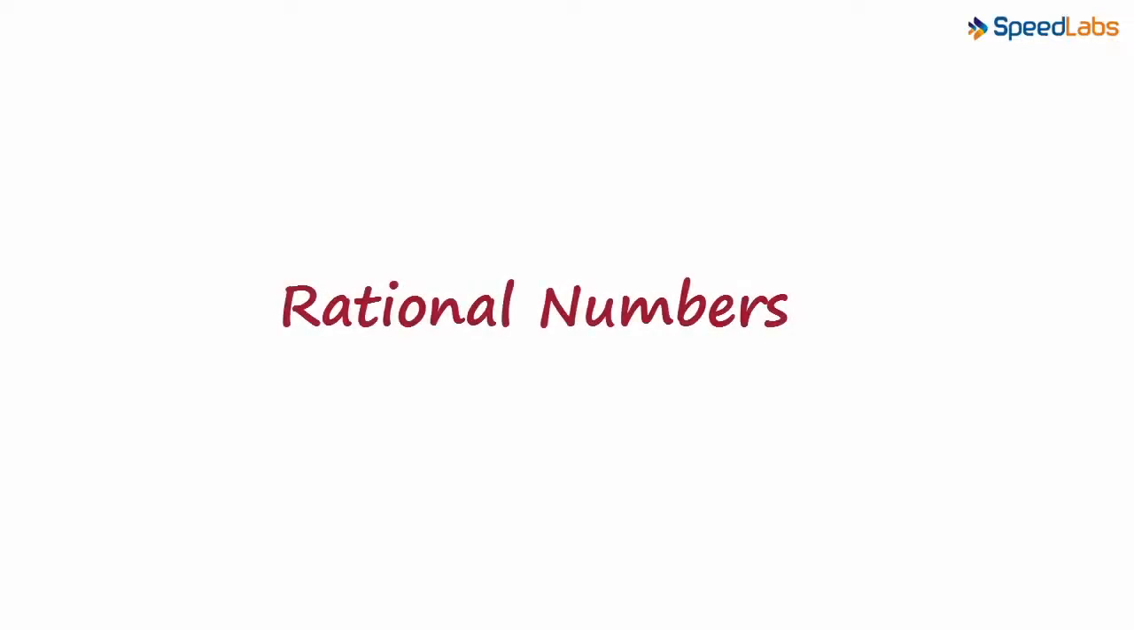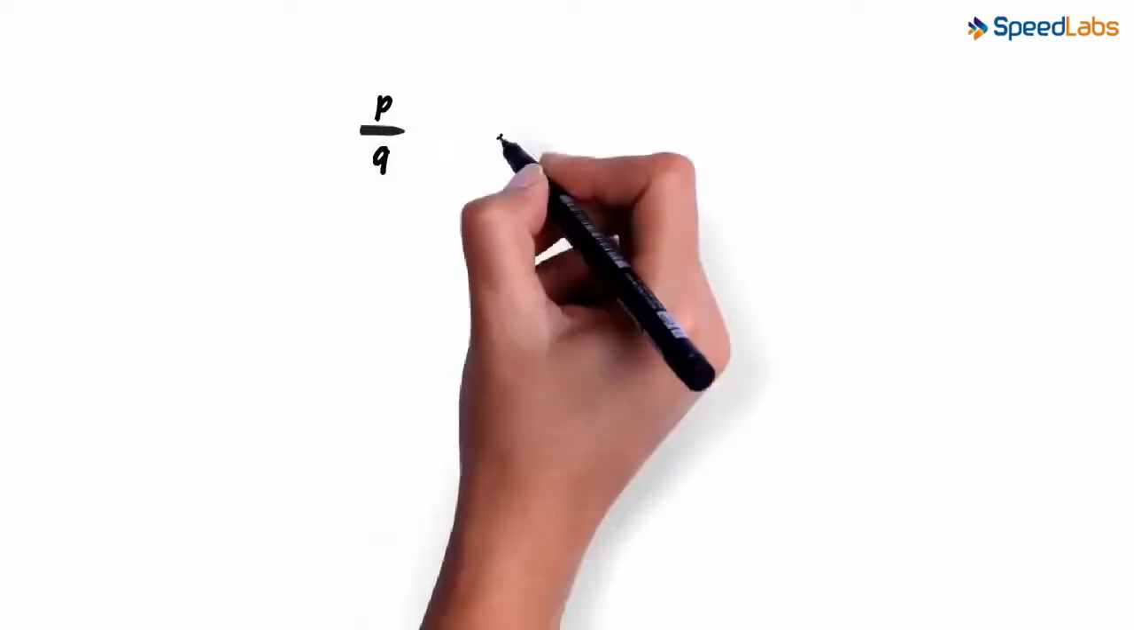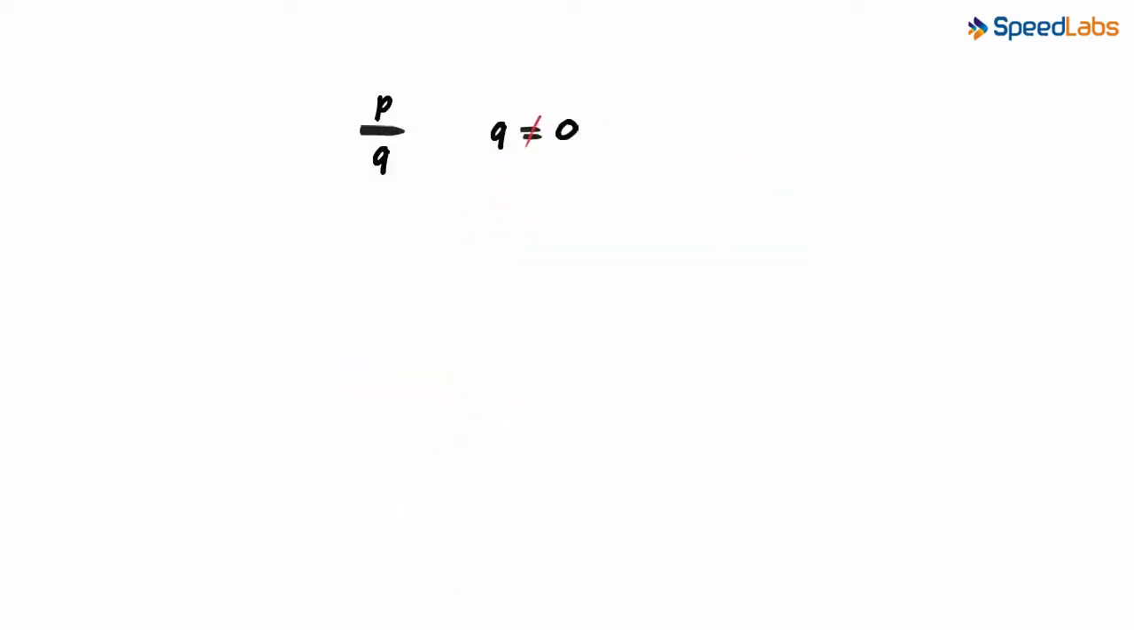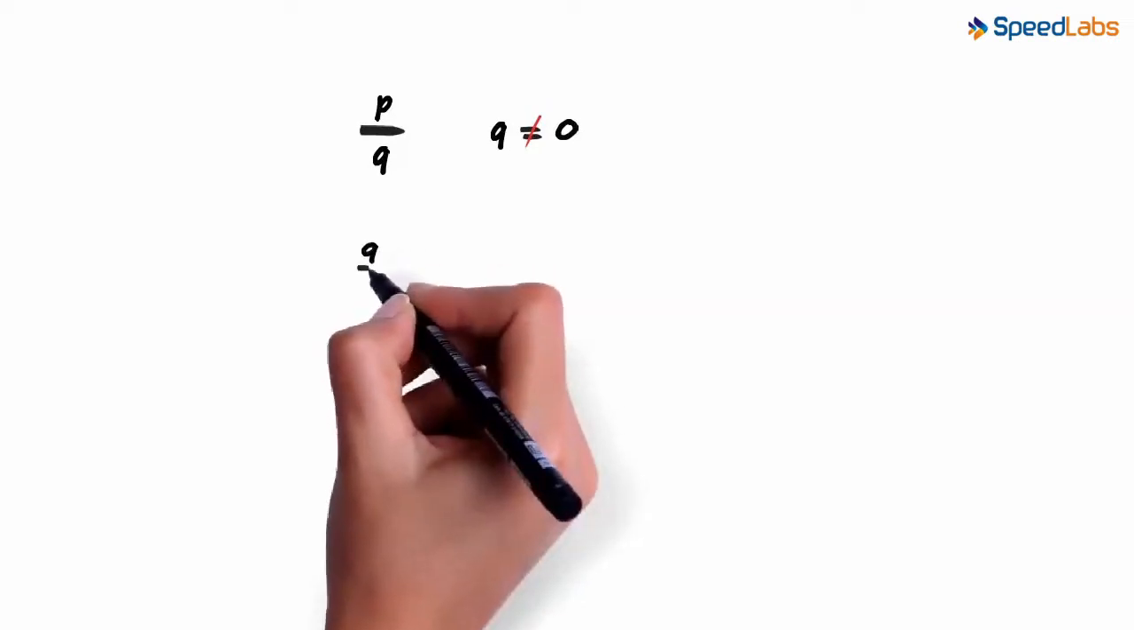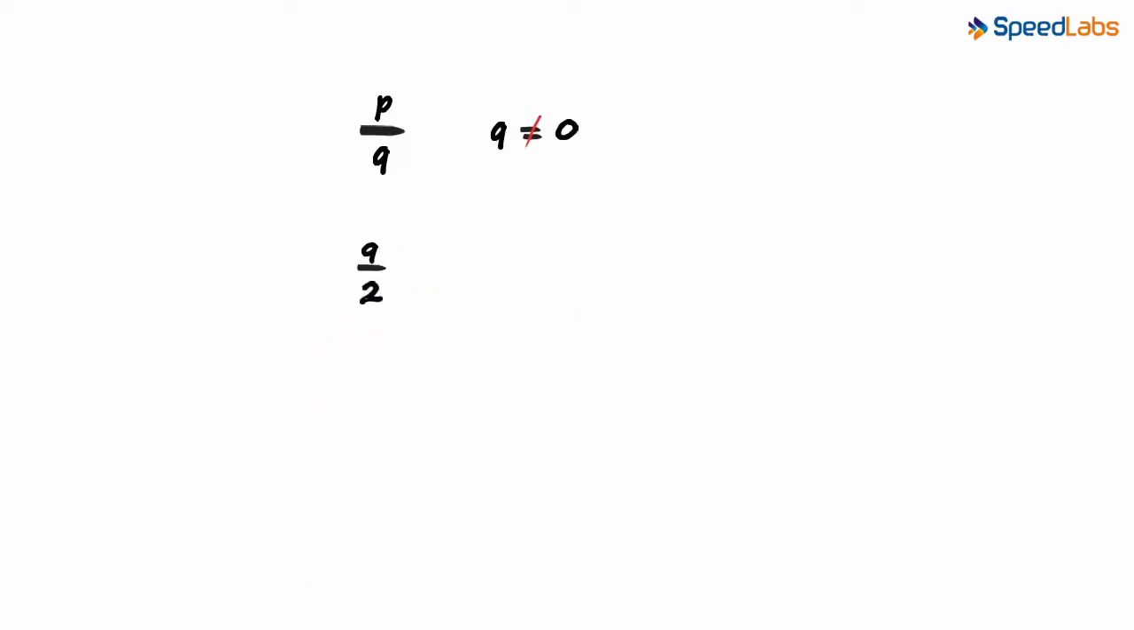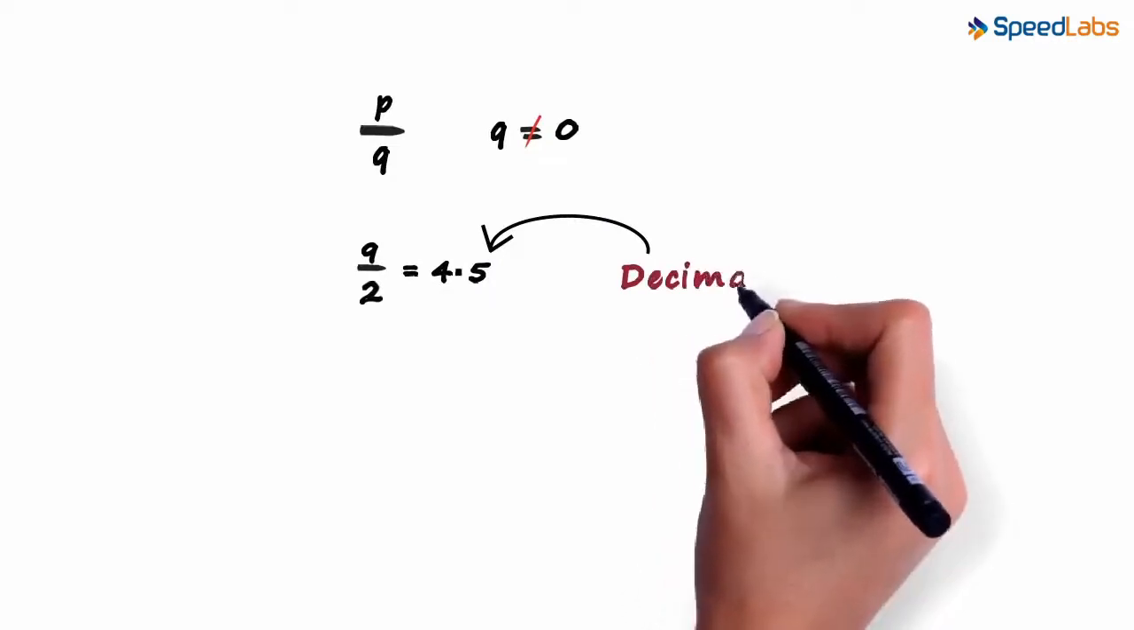We know that a rational number is a number that can be expressed as p by q, where q is not equal to 0. This is the traditional definition. An example would be 9 divided by 2. But 9 by 2 can be written as 4.5. What is this form? Yes, it's called the decimal form.